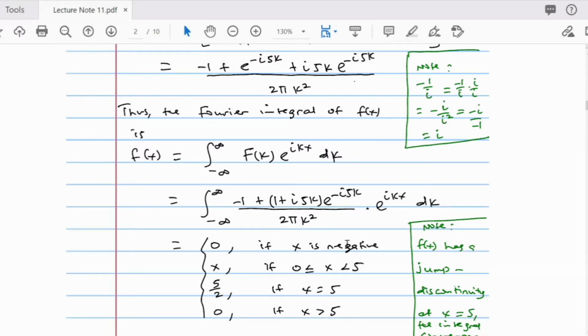It goes to 0 if x is negative. It goes to x if x is in between here, and it goes to 5/2 as x equals 5. And it goes to 0 if x is greater than 5. At x equals 5, it has what we call a point of jump discontinuity. So you take the average of 5 plus 0 over 2, which is 5/2.